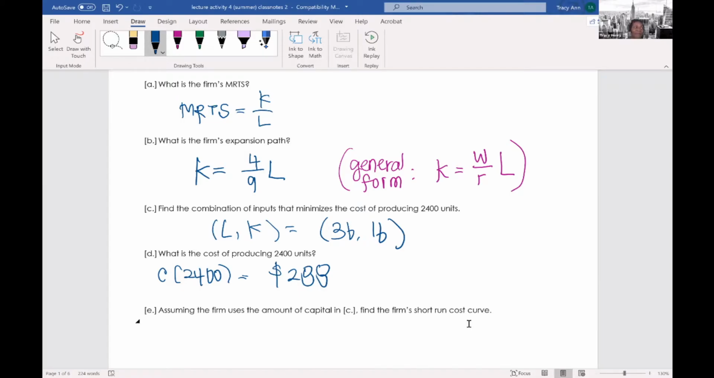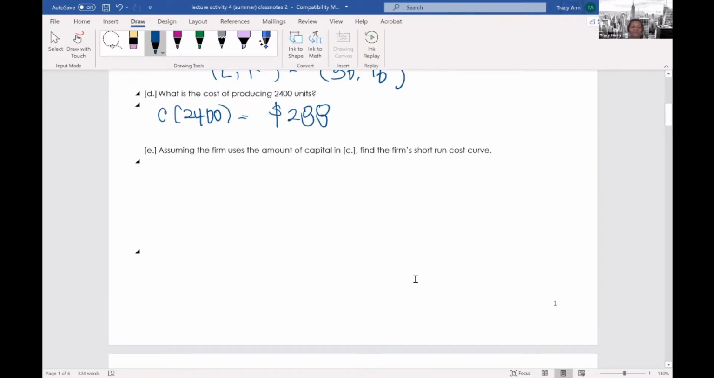Just as when we look at the demand curve, it gives us the relationship between the price of the good and the quantity demanded, the short-run cost curve gives us the relationship between the minimum cost of producing a particular level of quantity and that particular level of quantity. Recognizing that everything we've been doing here all the way down is to get to that cost minimizing outcome.